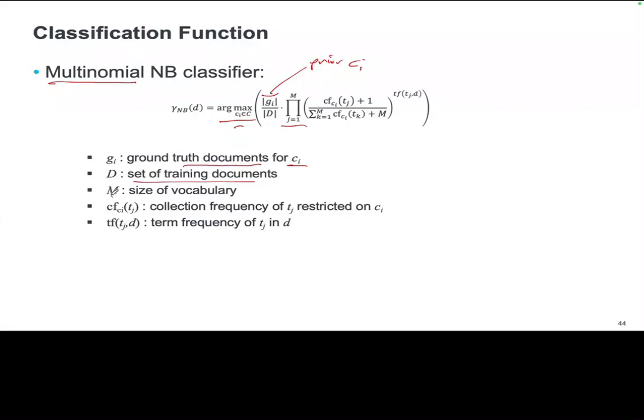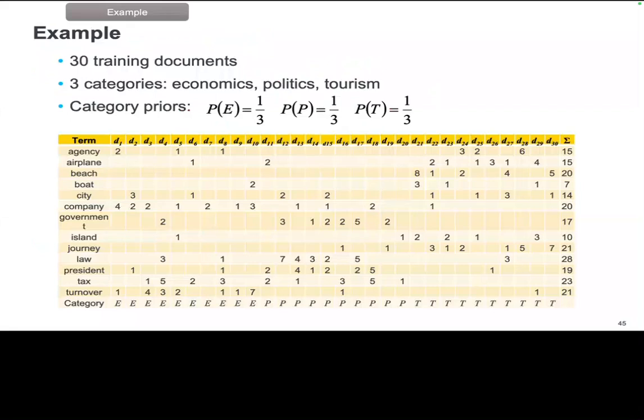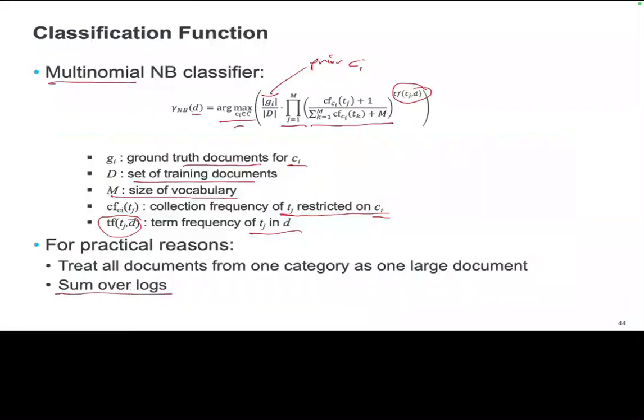Then we go through the size of our vocabulary. So how many different words do we have? And we take the collection frequency of our term relative to the category. So what we do for this is typically we merge all documents that appear in this category into one document and then count how often a particular term appears. And we take to the power the term frequency, how often a term appears in the document that is to be classified. And we do the same kind of trick that I've shown you before: we do not multiply these small probabilities, but rather sum over the logs of these probabilities.